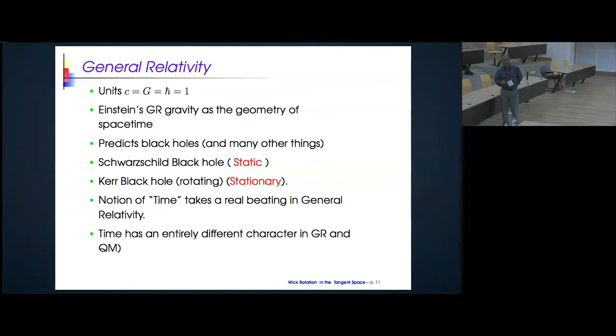Now, as I said before, the notion of time takes a real beating in general relativity. There are many different times, and we have to have some criterion for picking up a time. And within GR and quantum mechanics, time has an entirely different character, which is part of the reason why there's so much conflict between the two theories.